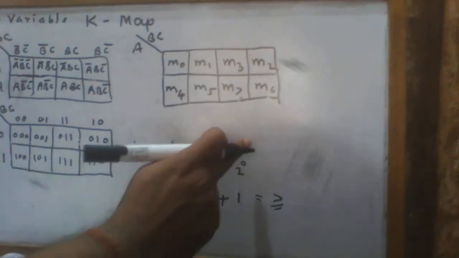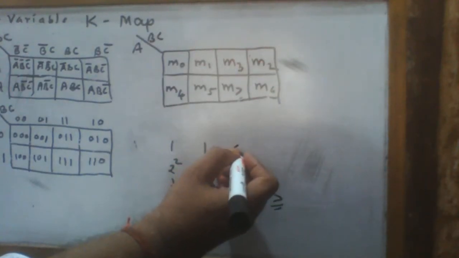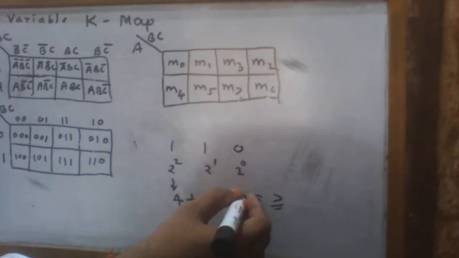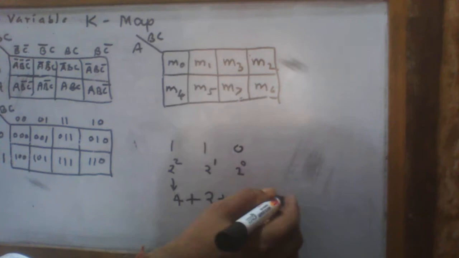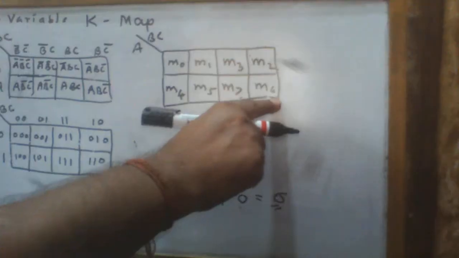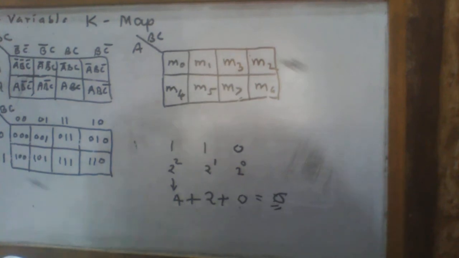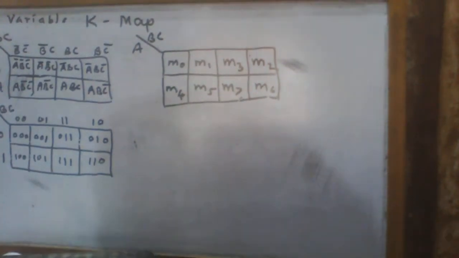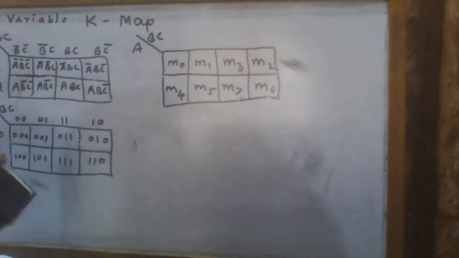For 110, I wrote 6 because this one is 0. Then 2 raised to 0 is 1 into 0 will be 0. Therefore, it will be 6. Therefore, for 110, I wrote here M6. In this way, the three variable K-map can be written. Okay. Now, we will solve the examples related with three variable K-map.